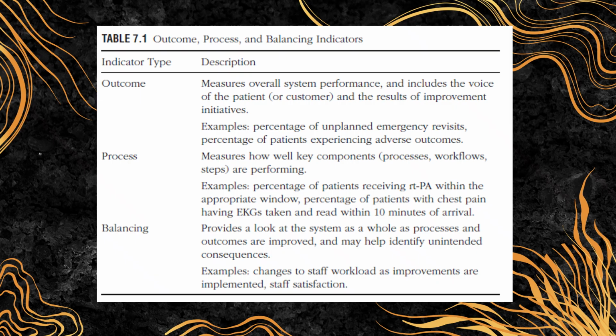The other thing we can look at is balancing indicators. These provide a look at the system as a whole as processes and outcomes are improved, and help identify unintended consequences. Examples are changes to staff workload as improvements are implemented, and staff satisfaction. So pretty self-explanatory there on these three indicators.